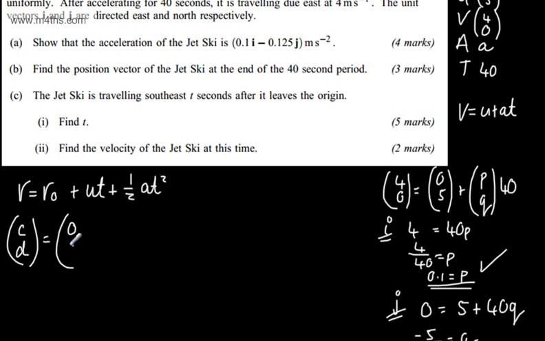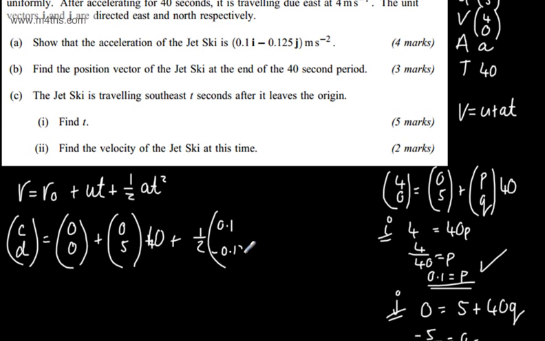We started at the origin 0, 0 plus u, well u was given to be 0.5 as we were travelling due north, and then we're going to have now plus, multiplied by t, which is going to be the 40, plus 1/2 at squared. So if we want to write this, I can write this now as 1/2, and then we can have the acceleration 0.1 and negative 0.125, and then we're going to have t squared. Well, 40 squared is going to give me 1600.